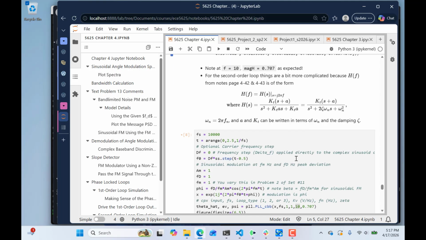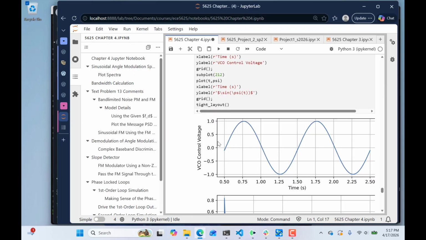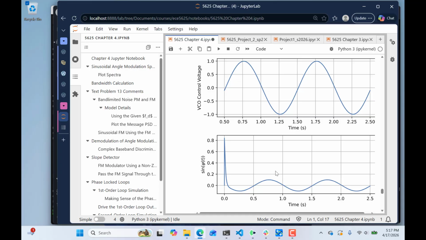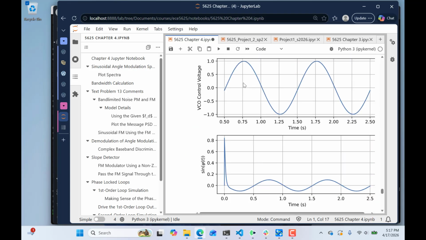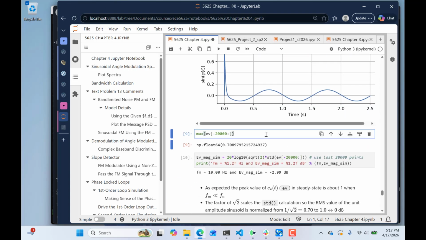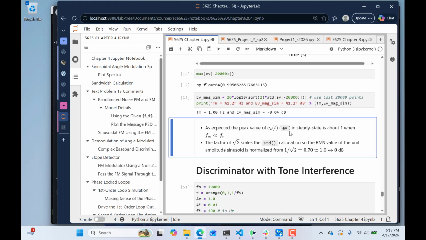So what we'll do in the loop, I'm going to put in 1 hertz for the modulation, run the simulation. This is the VCO control voltage. It's following the input FM signal, and if I go ahead and look at the magnitude of this VCO control voltage, I see that with the normalization constants, it's essentially 1. So the magnitude in dB is like minus 0.04. The peak value we expect to be about 1 when FM is much less than the natural frequency of the loop in hertz, Fn, and we're seeing that.